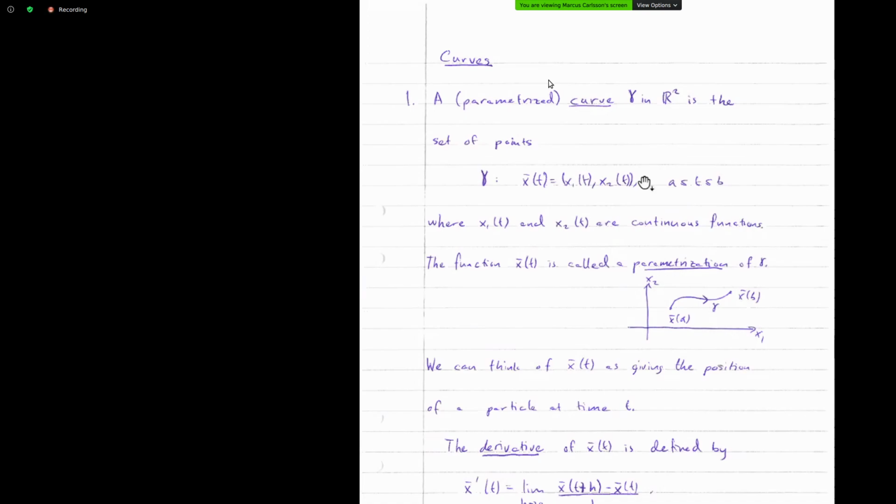So you can think of this as a runner along a trail. Every runner along the trail does the same path, right? But they can do it at different speeds and at different times. So there are so many different ways of parameterizing the same curve.